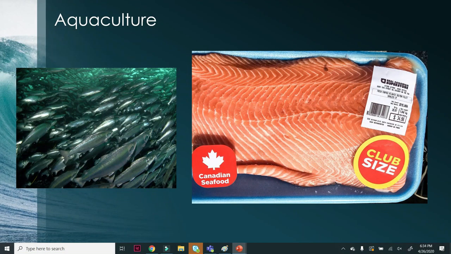Let's focus on just one type of aquaculture here. This is Atlantic salmon. These are Atlantic salmon in a salmon pen. So these are farmed Atlantic salmon. When you go to the store and you buy salmon, most of what you buy is what is called fresh farmed or farm-raised salmon. This is what it looks like here. There's also wild salmon that you can buy, but most of what you buy is farmed.